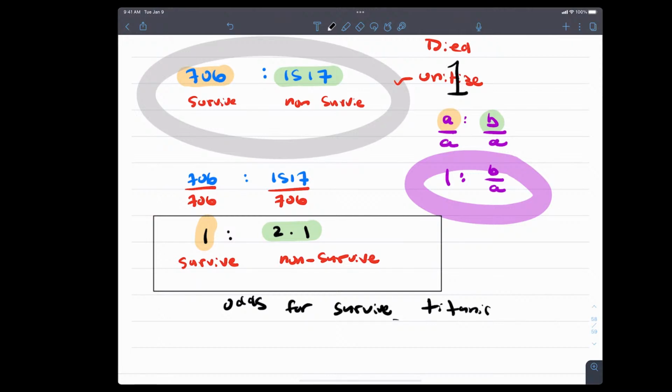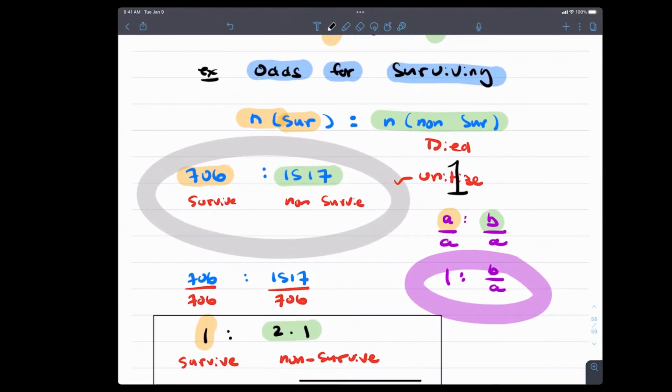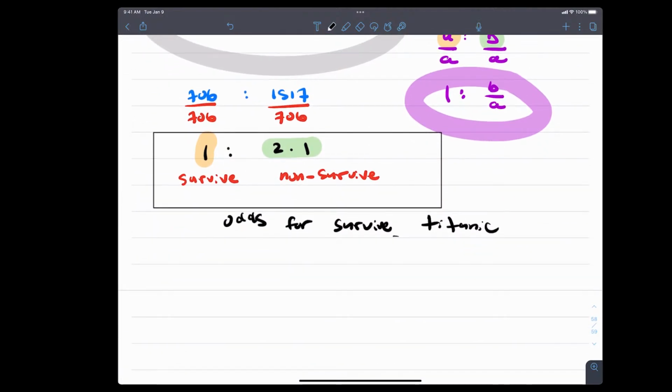And that's going to be relevant for what I want to talk about today, ladies and gentlemen. So this is the odds for surviving, but it's not 706 to 1517. It's unitized for 1 survivor to 2.1 non-survivors. Yes, we have a question.